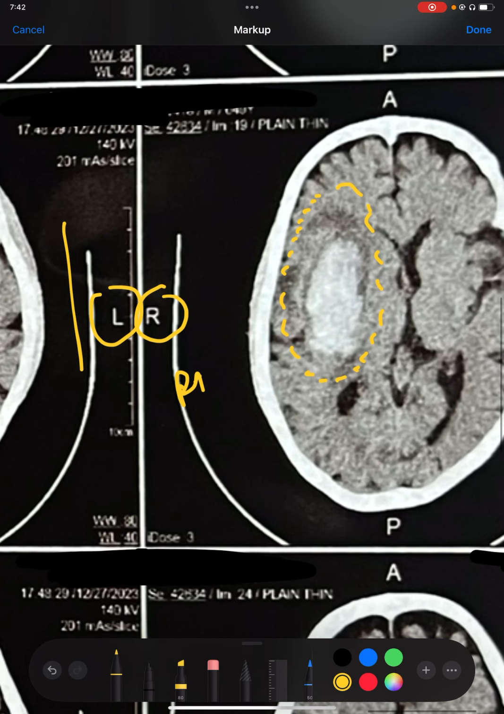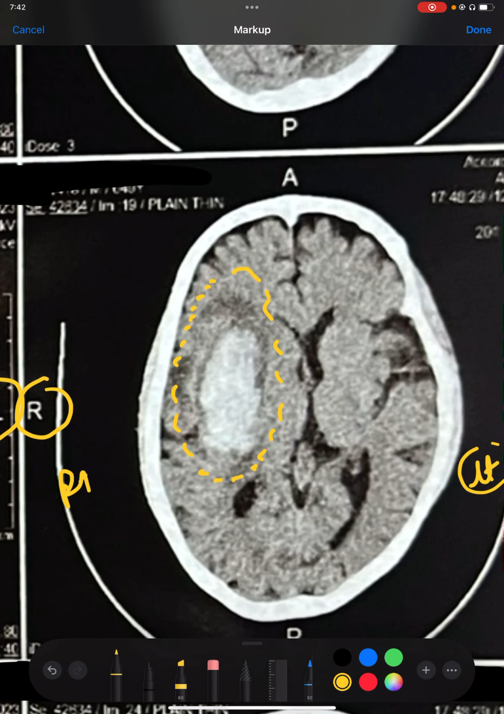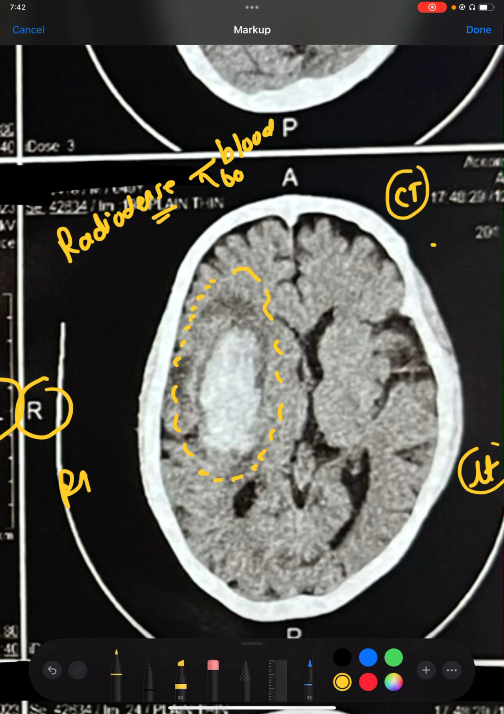We know that on the CT scan, the dense white structure, we call it radio dense. When it is dense white, we call it radio dense. It has to be either blood or bone or calcium. These are the three things which are very commonly radio dense. Usually blood appears as dense as the bone.